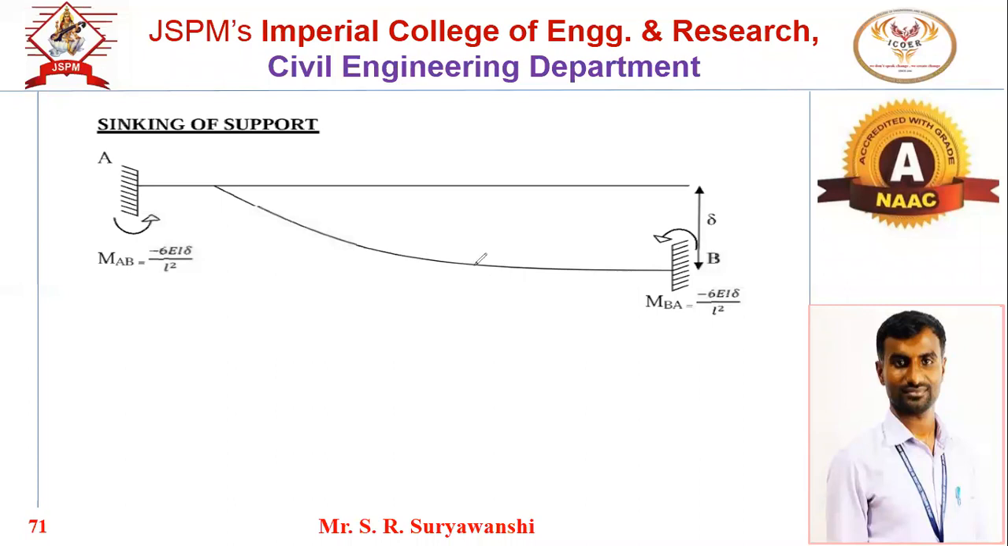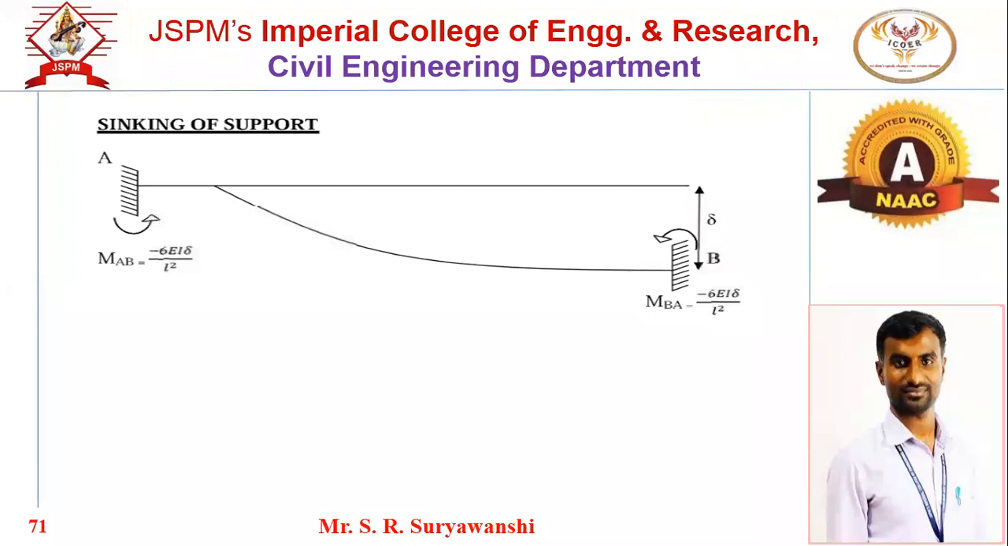Now here what we have to do is, delta we have to convert into meter, and EI, the flexural rigidity, we have to convert into kilonewton into meter square. So you have to remember the units: delta should be in meter, whereas EI should be in kilonewton into meter square.